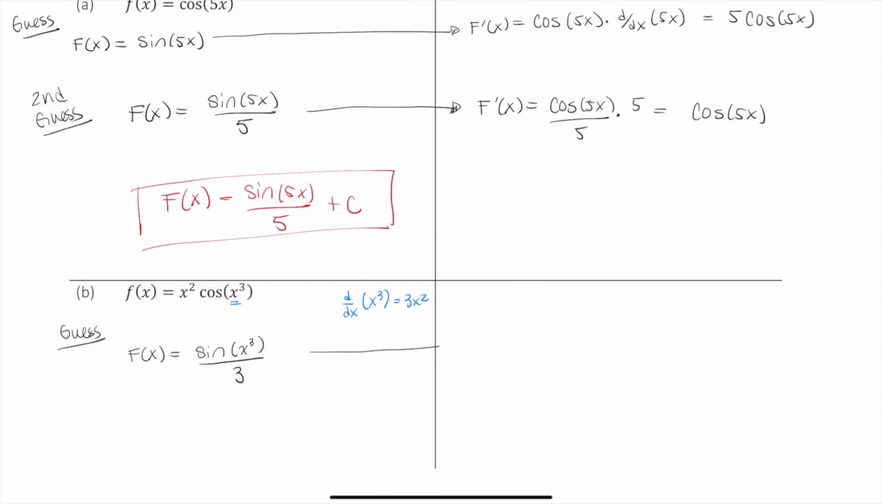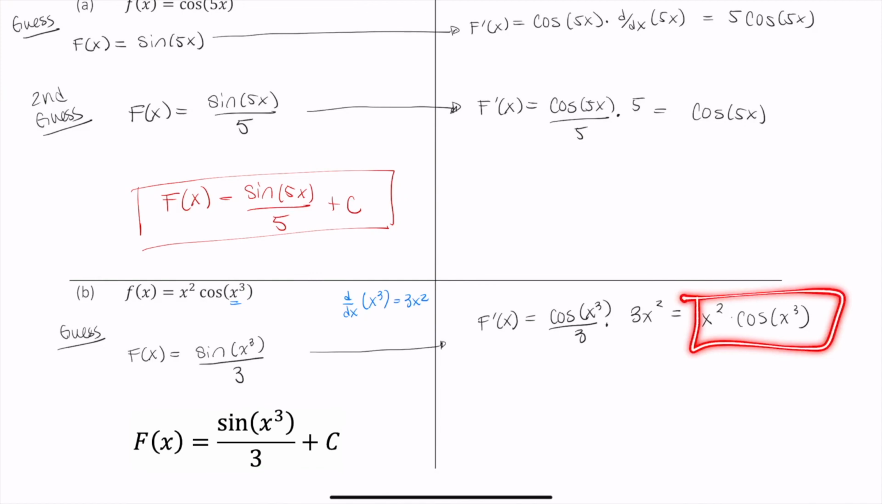So now let's check. And for check, let's take the derivative. So this becomes cosine of x cubed divided by 3 times the derivative of the outer function, which is 3x squared. So we end up with x squared times cosine of x cubed. So the most general form of the antiderivative for this function, little f of x, is big F of x equals sine of x cubed, this entire quantity divided by 3 plus a constant c.